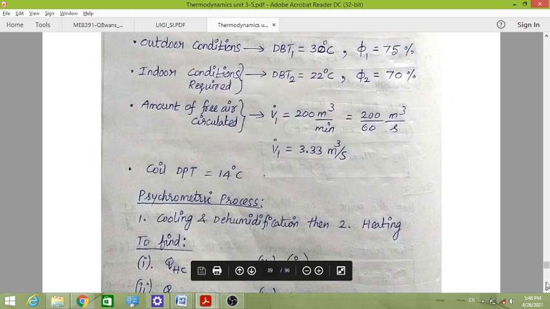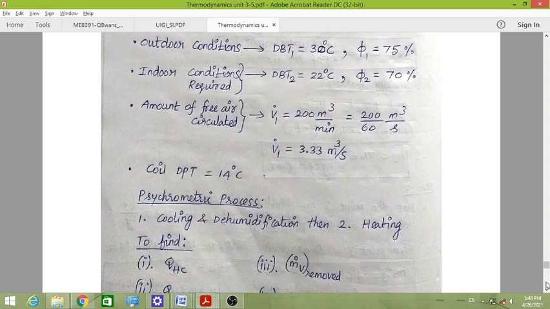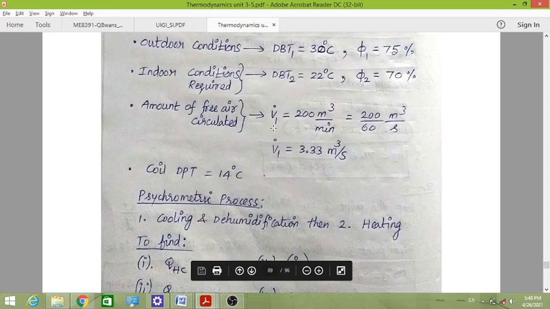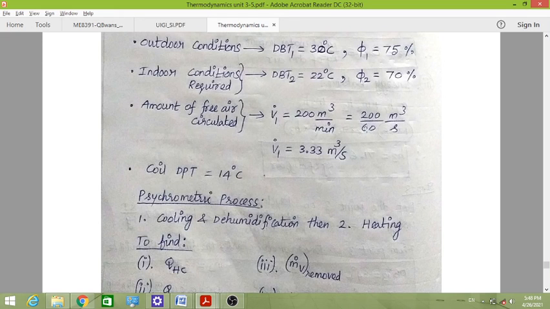Given: outdoor condition 30 degrees DBT, RH value 75%; indoor condition DBT 22 degrees, 70%. Amount of free air circulated is V1 dot, equal to 200 meter cube per minute, converted to meter cube per second. One minute is 60 seconds, so divided by 60 it becomes 3.33 meter cube per second. The coil dew point temperature DPT is equal to 14 degrees Celsius. The psychrometric processes are cooling and dehumidification.